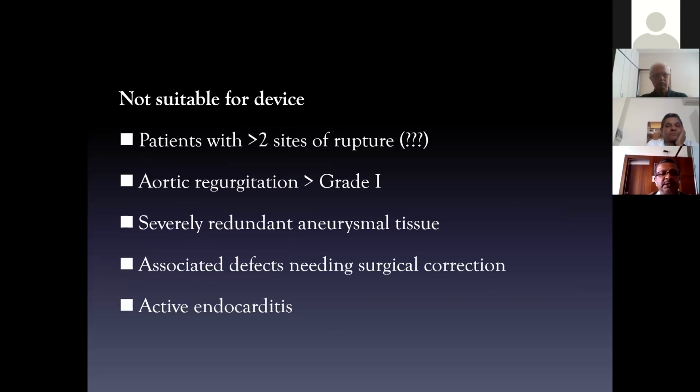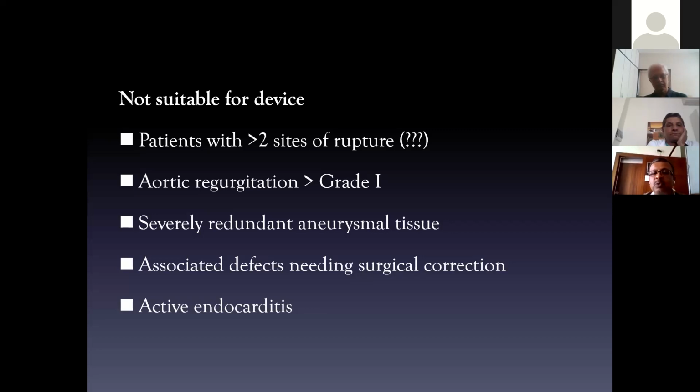Not suitable for device: as I told you, if there are more than 2 sites of rupture, if it's a wide, a long rupture, a large windsock, a huge rupture, huge shunt, then I think the surgical option is preferable. So it is not easy to close with a device. So I think we should not attempt closure if it is too large, and if you think that we may not be able to do justice.